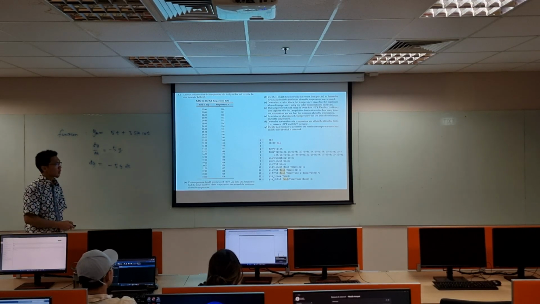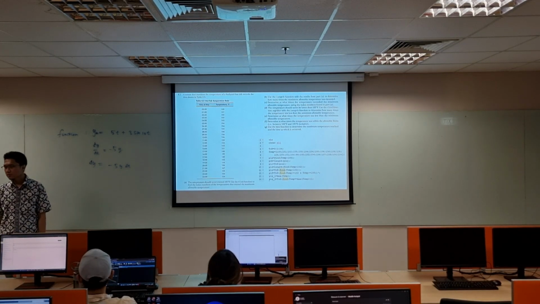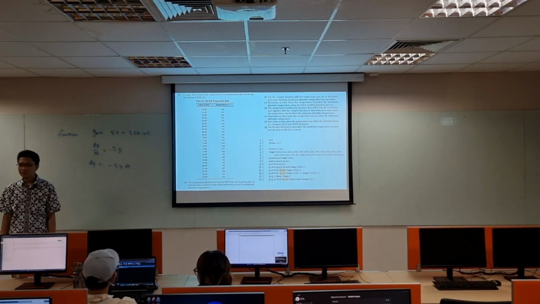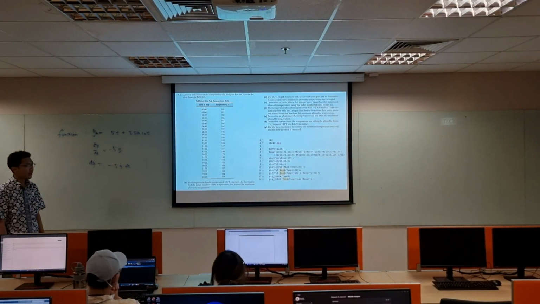And then what does length do? How many elements are in the vector or in the array? Okay.